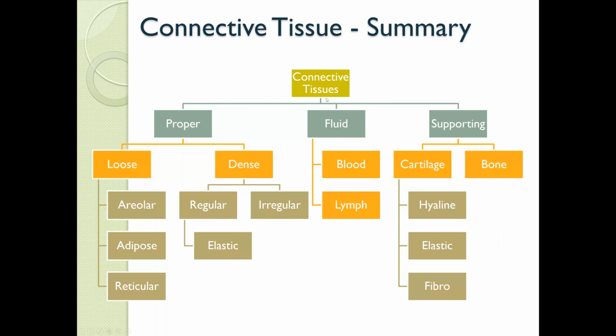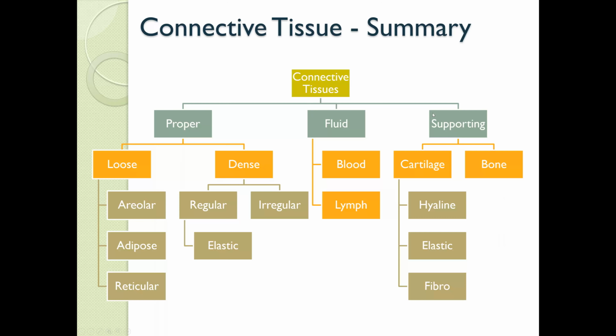All right, then we have the fluid connective tissues, in which we have very few to no fibers at all. We have a fair amount of cells, and we have a watery ground substance. And your fluid connective tissues are your blood and your lymph. And these two are very similar, except lymph has far fewer red blood cells.